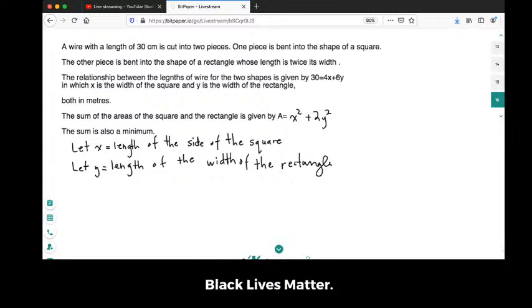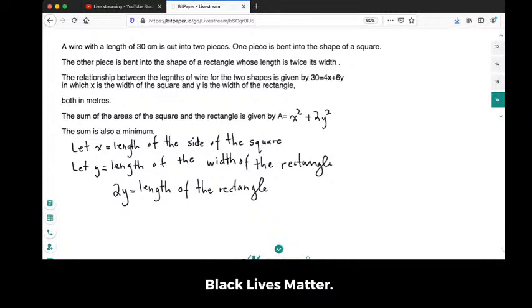So we know that the rectangle has a length twice its width. So that's going to be 2y equals the length of the rectangle. Okay, let's keep going. Because again, remember that x is the width of the square and y is the width of the rectangle. Now let's put everything in terms of y.